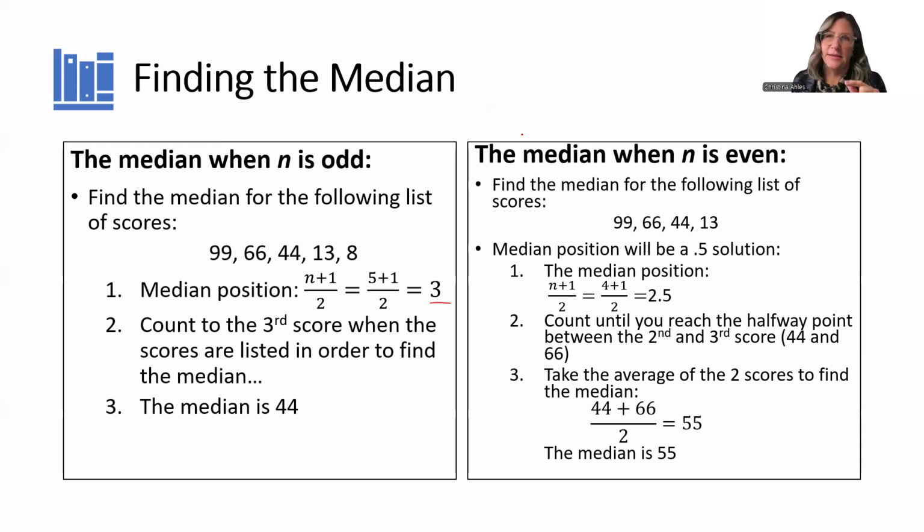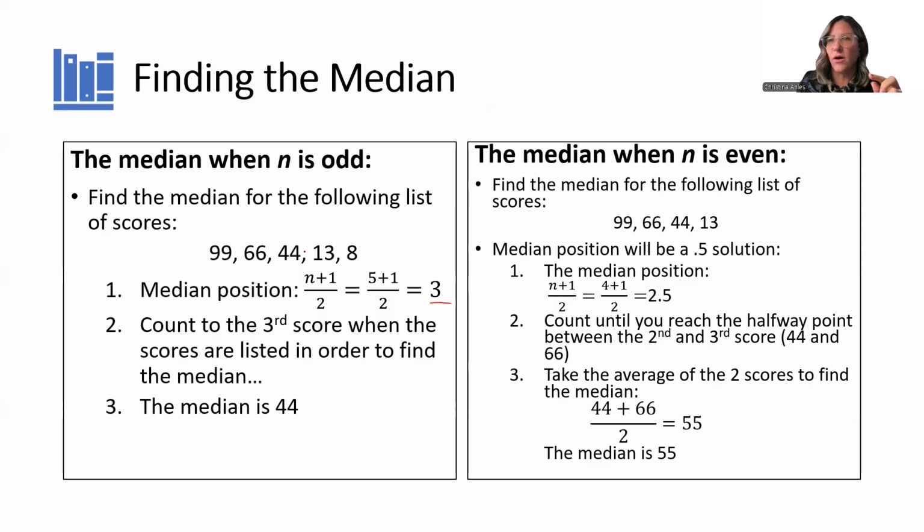This is a mistake I see students make often, they just stop here and report 3. If you look up here, 3 is not represented anywhere, and the lowest number is 8. So 3 is impossible. All that tells us is where the score is located.